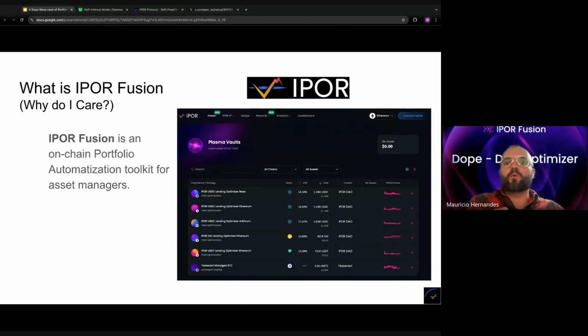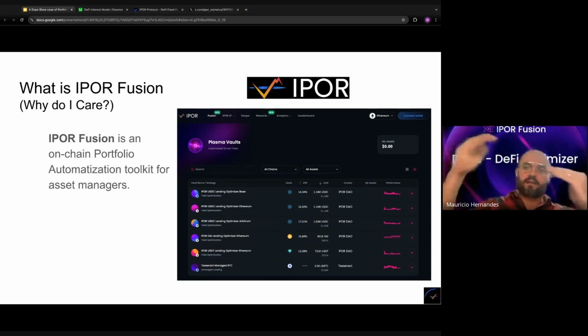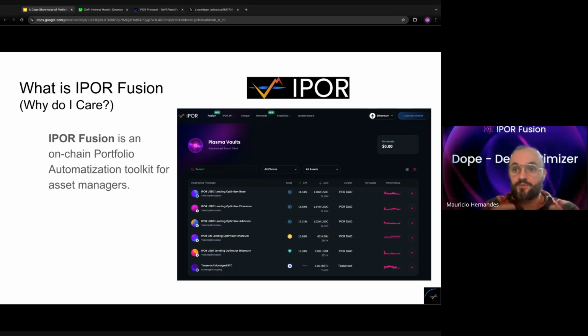So why do I even care about this problem? Just a quick word about IPOR. We have IPOR Fusion, which is basically an on-chain portfolio automation toolkit for asset managers. We have multiple strategies running on different universes of assets. In a way, they are building different models, and they have to take into consideration different aspects of the market on a block by block basis.